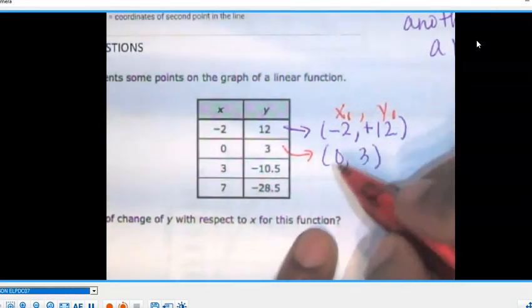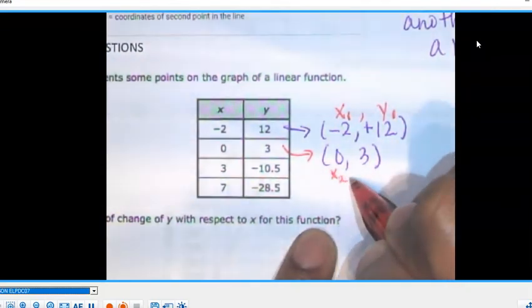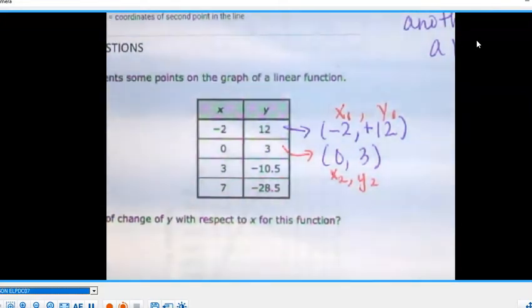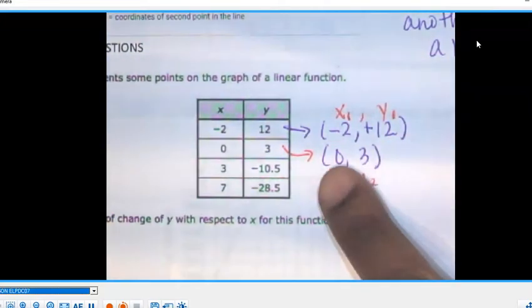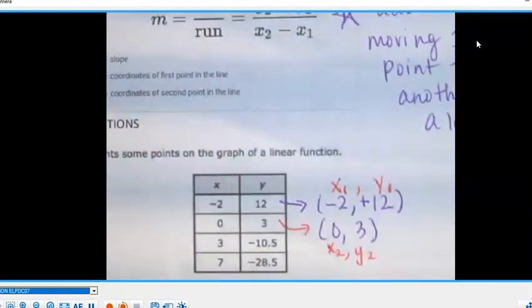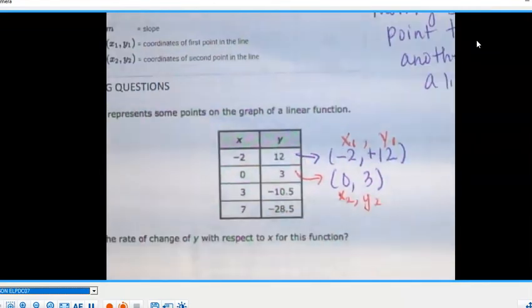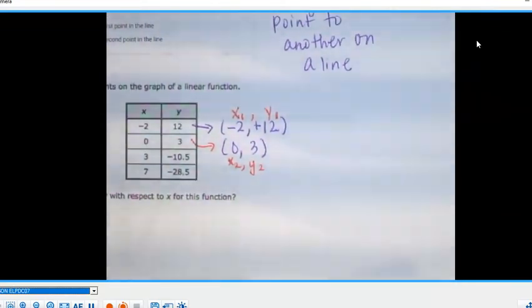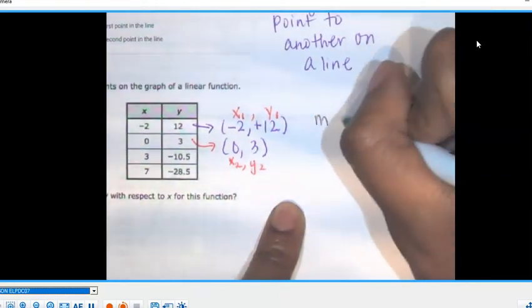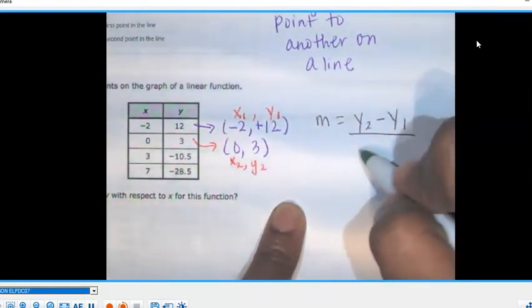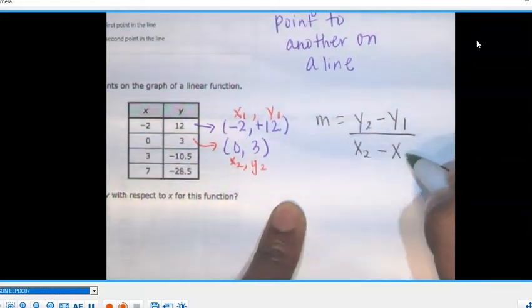And again, this is the x2 is 0, y2 is 3. All right, so very carefully, now that I have my x1, y1, x2, y2, we're going to plug it into this formula and calculate slope. So here we go. I'm going to zoom out. Okay, so I'm going to start off by writing my formula on the side. M is the slope. It's y2 minus y1 divided by x2 minus x1.